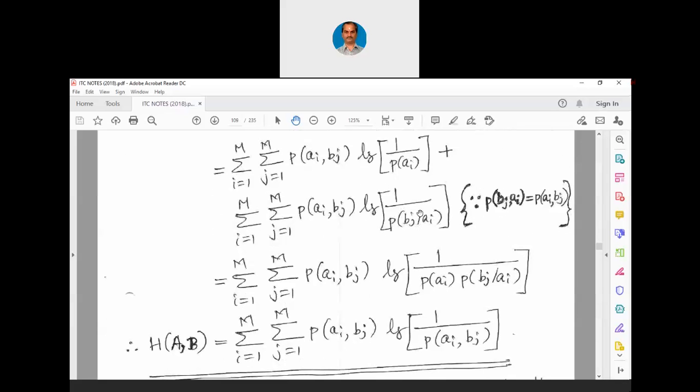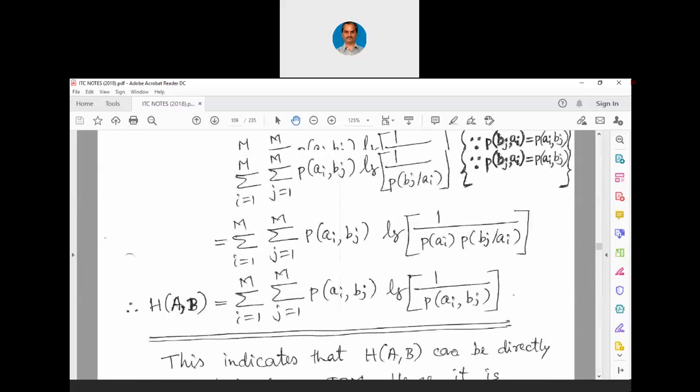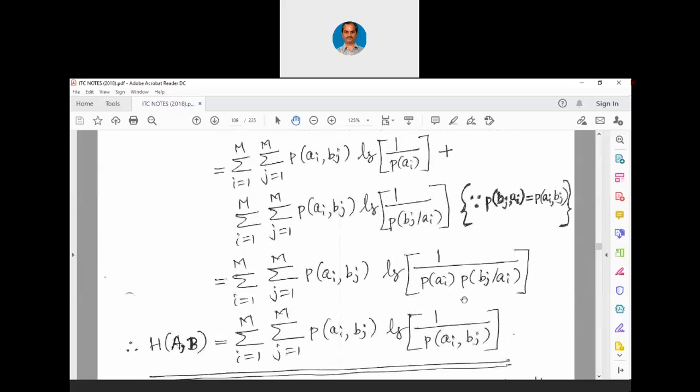Now when we rewrite this complete expression, we get h of a comma b equals summation of i equals 1 to m into summation of j equals 1 to m p of ai comma bj into log of 1 over p of ai comma bj, because this term is nothing but the joint probability. So that way now we obtain this particular expression for the joint entropy. Now this is the mathematical proof of joint entropy.